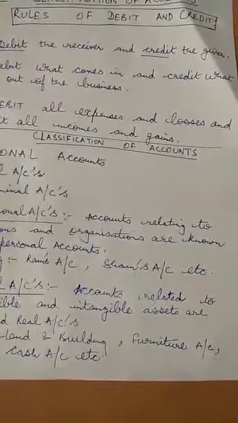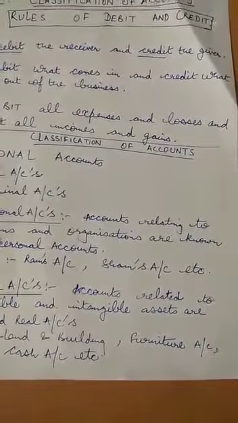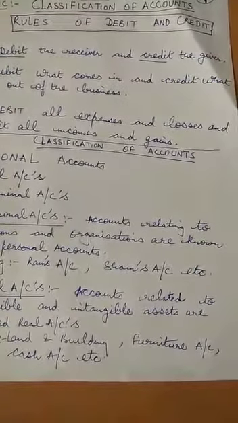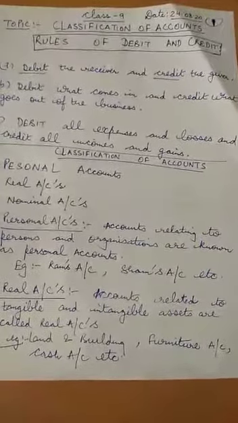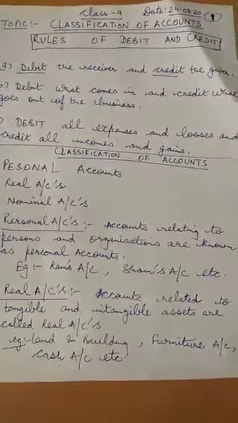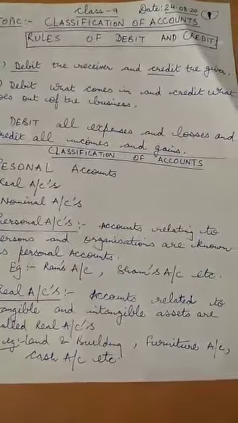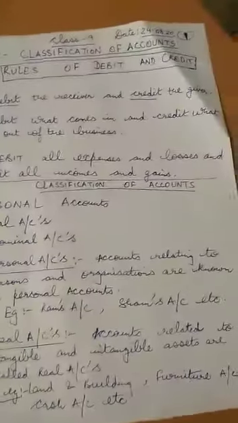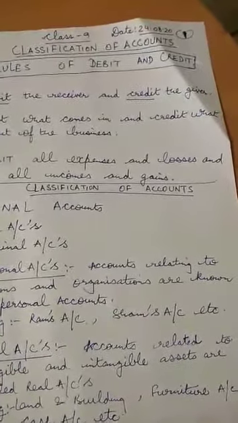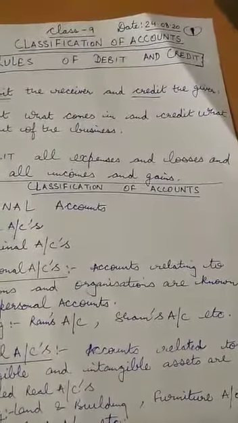Let us know what is the rule of the personal account. When we talk about the rule for personal account, children, I have mentioned over here some rules, kindly have a look over there. The rule of the personal account says that debit the receiver, credit the giver. What do we mean by this?